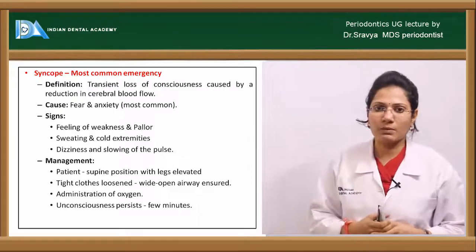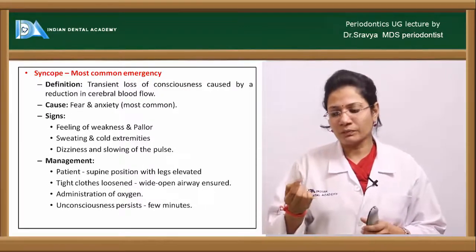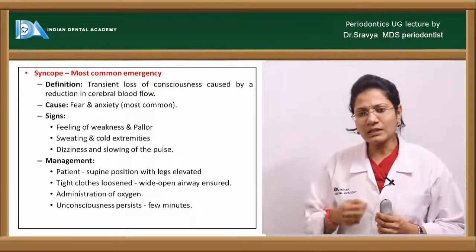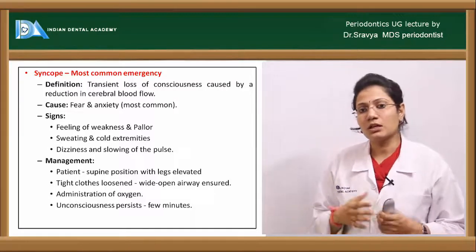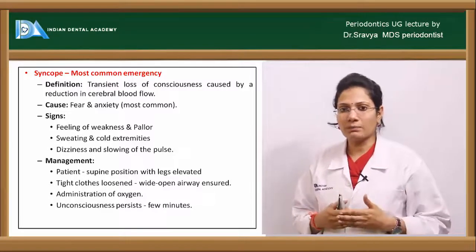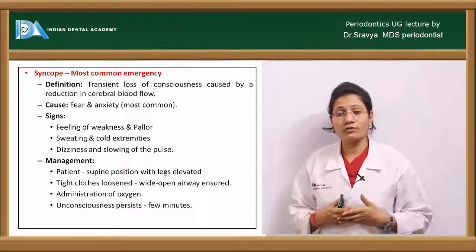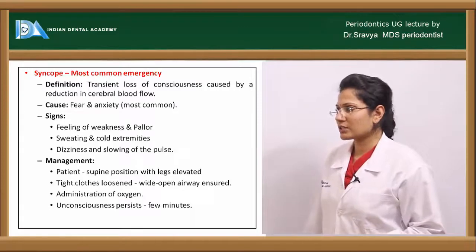If he's still not coming back to his senses, the best thing you can do is take a piece of cotton, dip it in spirit which contains ammonia, and keep it near his nose. That will constantly stimulate your brain centers, and he would pick up the state of consciousness. That would be one of the good remedies for treating syncope.